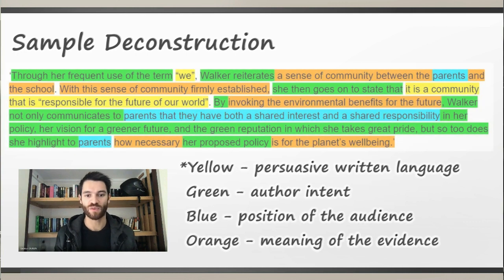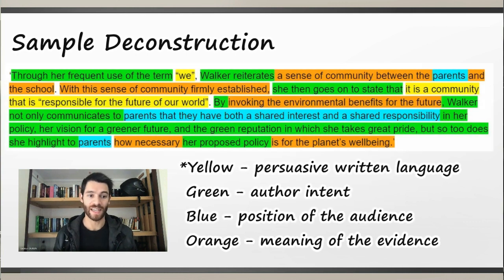The persuasive written language, which I've quoted, is in yellow again. The author and the discussion of what the author is doing is in green. And the audience and any comments on how they are explicitly being positioned to think, act, or feel is in blue. Then we have the orange, which is the explicit analysis of how the material conveys meaning. And you'll notice the orange is always along those lines of what meaning is being communicated.